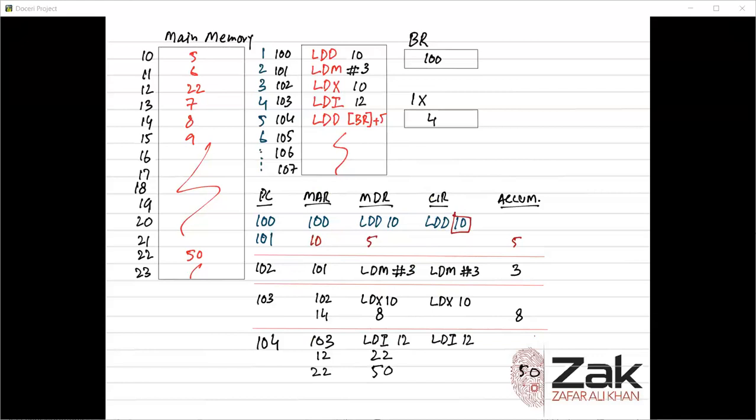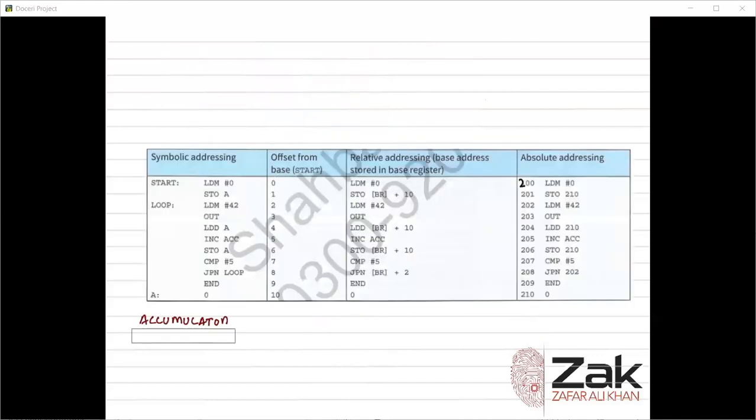Now, pay attention to this. This I have copied from the book. What we have just done is absolute addressing. Absolute addressing means we actually refer to actual addresses. We actually refer to actual addresses. Hold on.